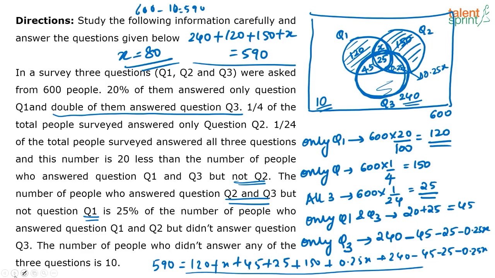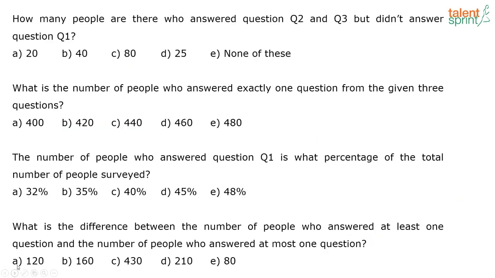We got X, no? What did we get X as? Sorry, Q2 and Q3 but not Q1. See, we got x is equal to 80. So Q2 and Q3 not Q1 was 0.25x, or that is equal to 1 by 4 into 80, that is equal to 20. So the correct answer here is option A.